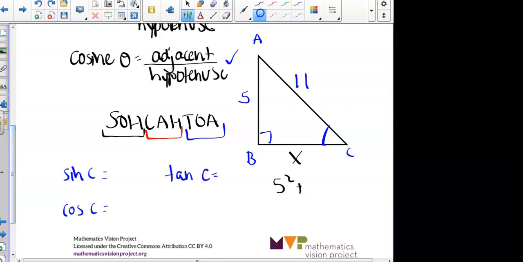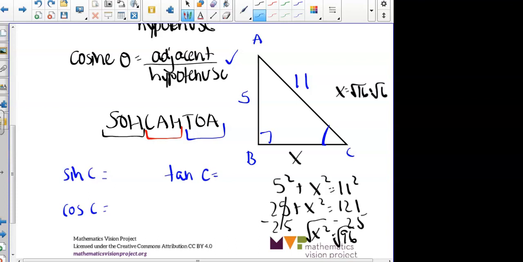So we would do Pythagorean theorem, 5 squared plus x squared equals 11 squared. We know that's 25 and 121. We would subtract 25 and x squared would equal, so we would get x squared equals 96 and take the square root of both sides. We can simplify 96 into root 16 times root 6, which would be 4 root 6. So I'll leave this length as 4 root 6.